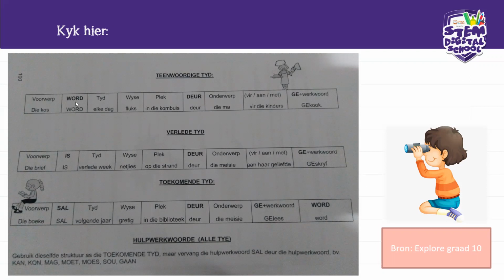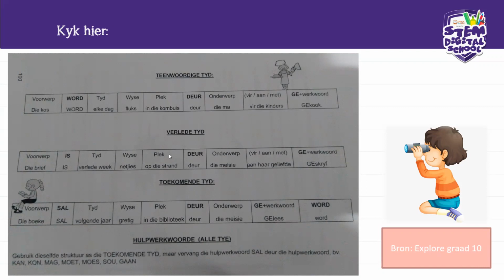And then word, that first verb according to Stompie. Tyd is elke dag. Wyse, how are they doing the verb? Hulle doen dit fliks. Plek, where are they doing it? In die kombuis. Deur, we use deur when we do a sentence in the Lydende vorm, we use the word deur and word. Onderwerp is die ma. Then vir, aan or met, vir die kinders. So for whom are they doing the verb? And then ge plus the werkwoord, gekook.